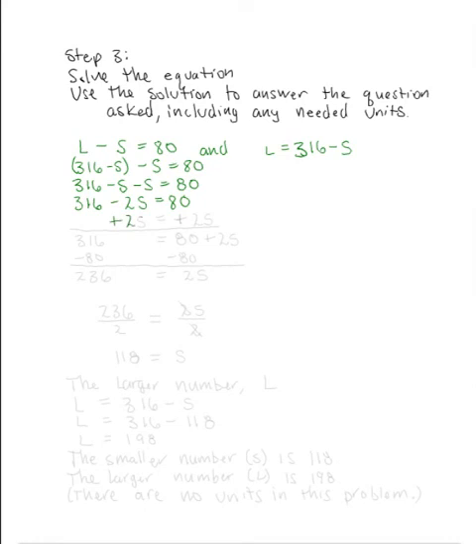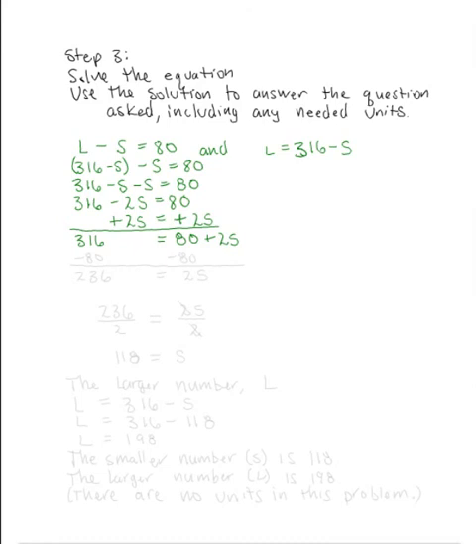So I'm going to add 2s on the left, and I'm going to add 2s on the right. And I'll draw my horizontal line here. So on the left side, I have 316 minus 2s plus 2s. Well, minus 2s plus 2s cancel each other out, because negative 2s plus 2s is just 0. 316 plus 0 is, of course, 316. So on the left, I have the number 316. On the right, I have to add 80 and 2s, but 80 and 2s are unlike terms that cannot be combined. So I simply write 80 plus 2s.